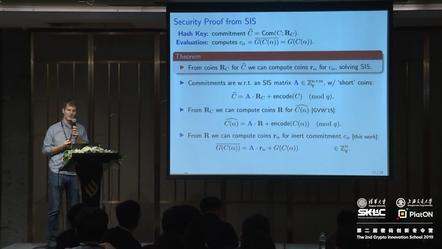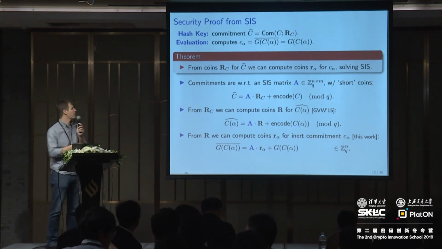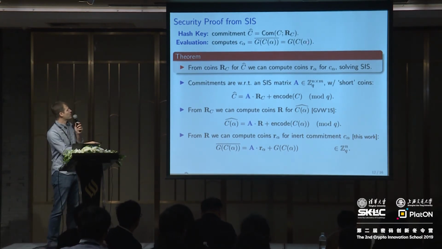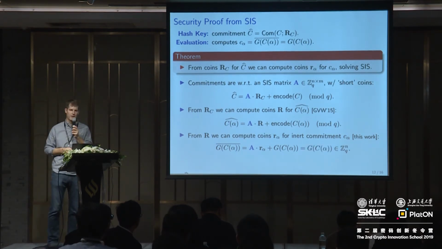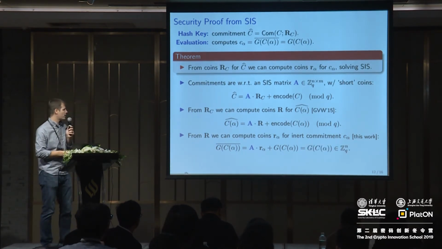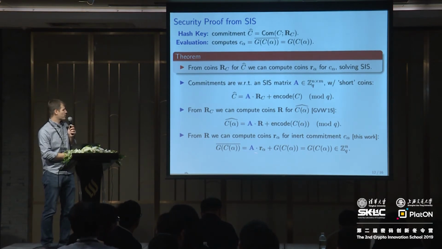Just to make sure you're still with me. The inert commitment itself is also equal to G of C of alpha, right? That's what we have up here. So G of C of alpha is equal to the inert commitment. So let's fill that in. What we have here is the inert commitment itself, which is A times coins plus G of C alpha, is itself G of C alpha.